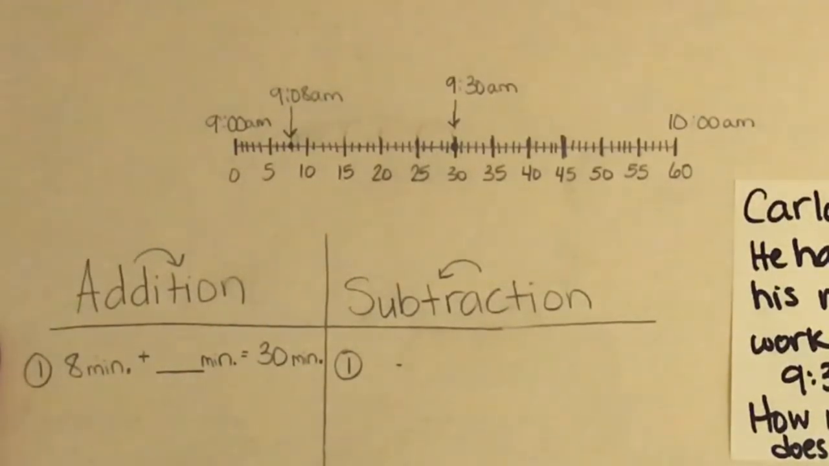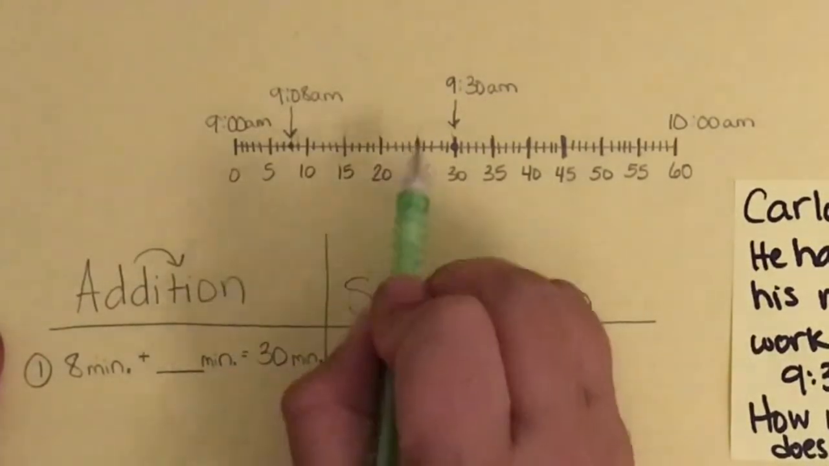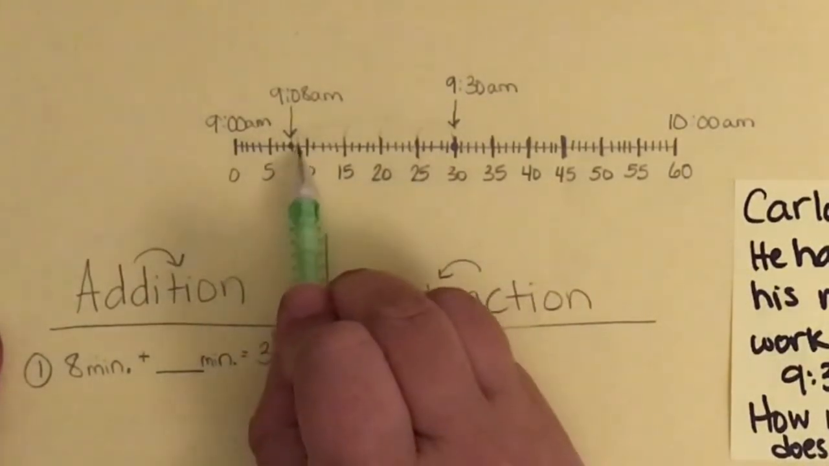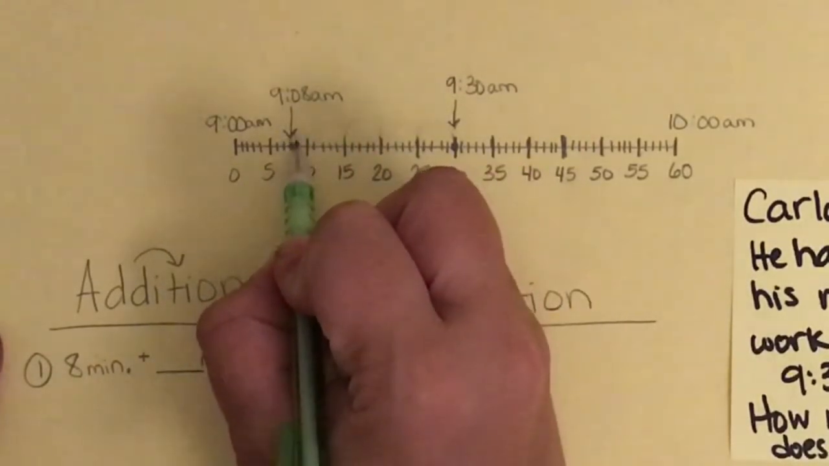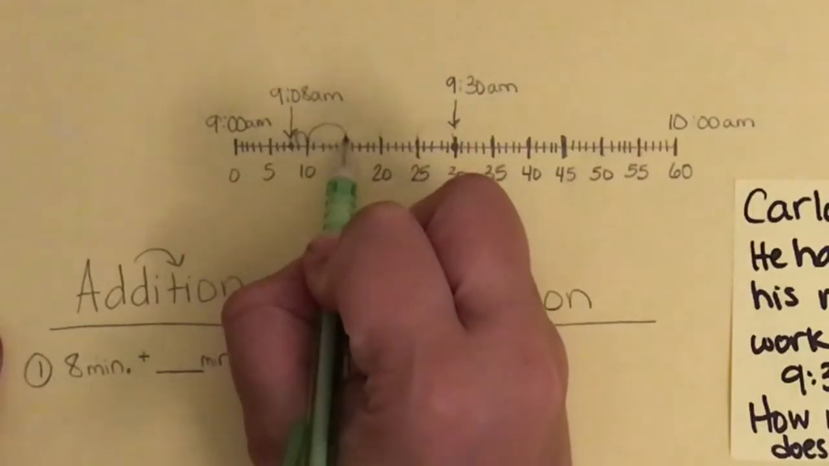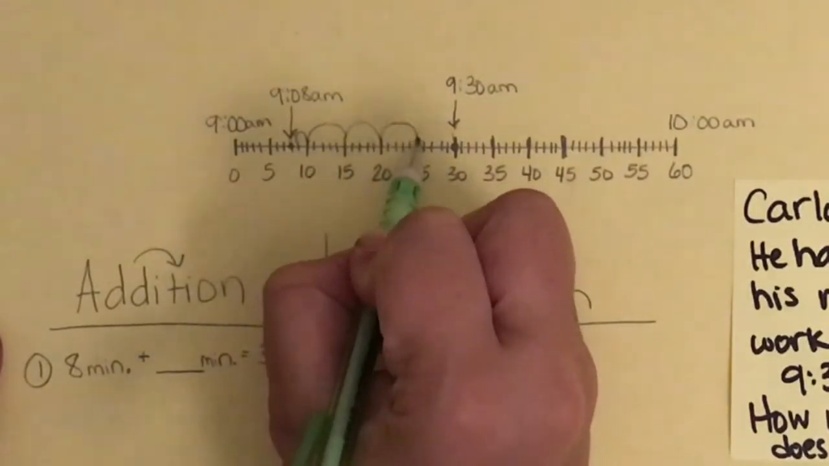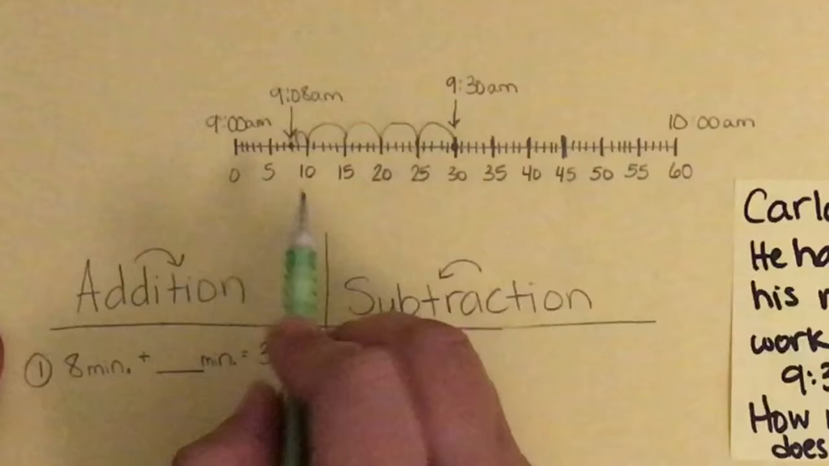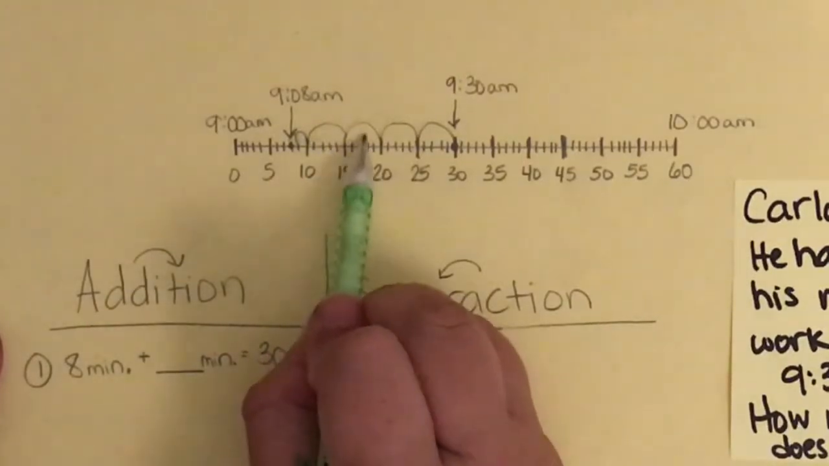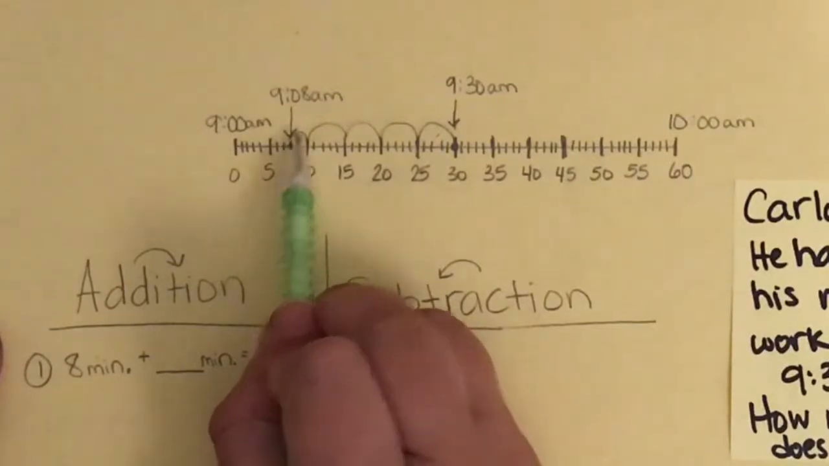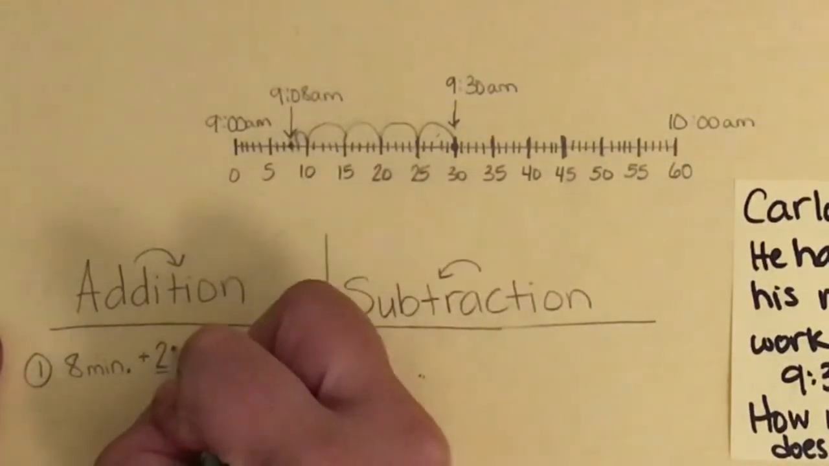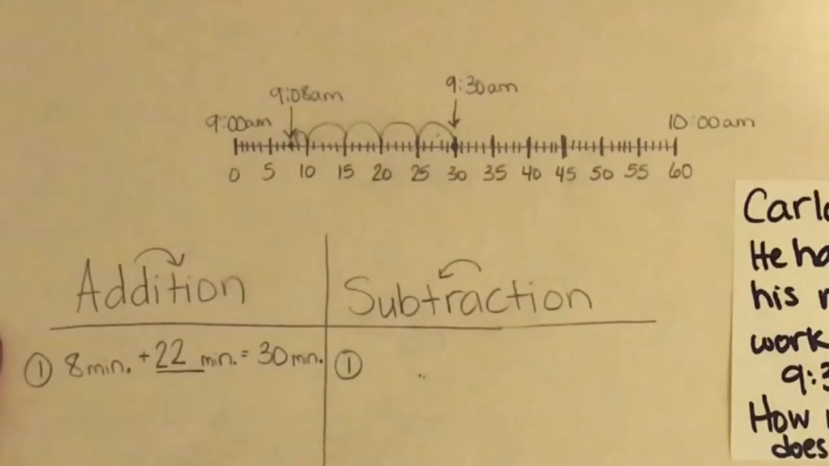There's a few strategies that I can use. I personally love the strategy of seeing how many 5s I have first and then counting on my 1s last. So I notice that I have 2 1s, 1, 2, and I have 1, 2, 3, 4 5s. So if I'm counting up my 5s first, 5, 10, 15, 20, and then I count up my 1s, 21, 22, I see that Carlos had 22 minutes to finish his morning work.